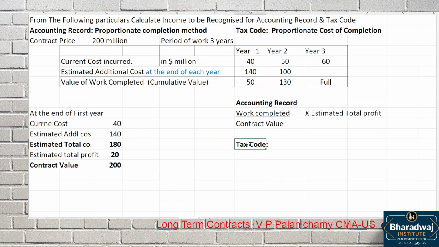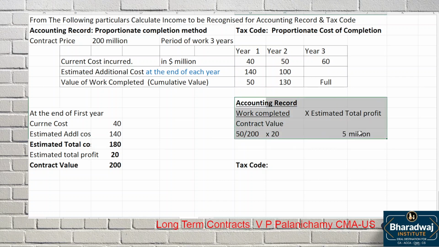So what is the work completed? Work completed 50 million out of 200 million into what is estimated total profit? 20 million. 5 million will be transferred to P&L. First year, what is the profit to be recognized? 5 million. For which purpose? Accounting record. But tax code is not following this.